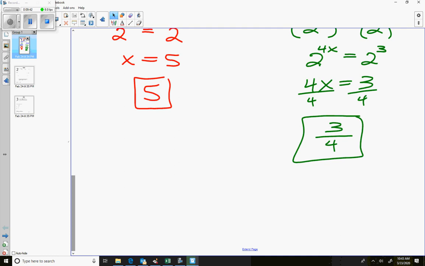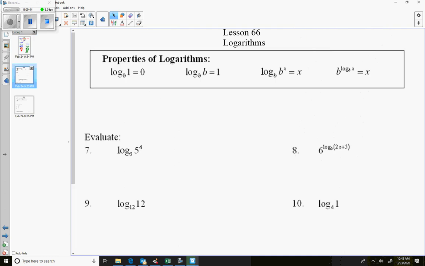Alright, that was page 1. Page 2, some properties of logarithms. Okay, these you just simply need to memorize. Okay, first one, log base b, base anything. Does not matter what the base is. If the argument is 1, the answer will always be 0. What it is really saying is b to what power will equal 1. Well, you already know anything to the power of 0 is always 1. Hence the answer is 0.